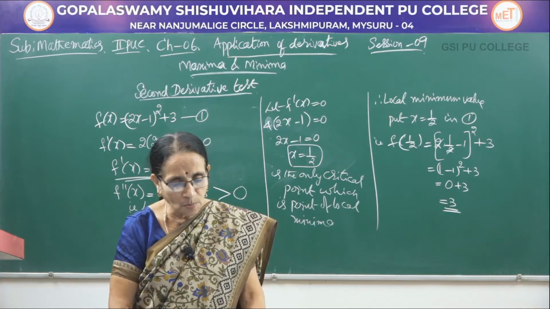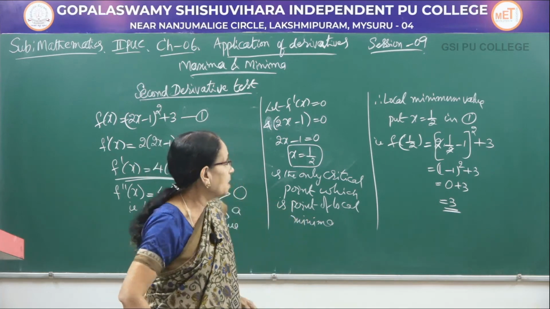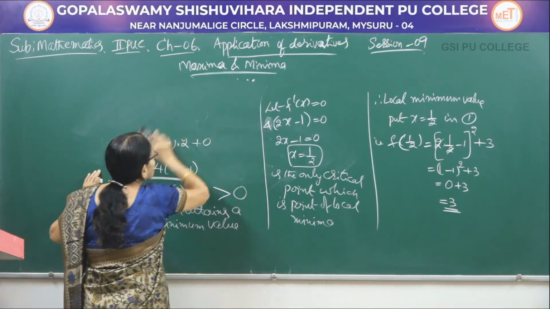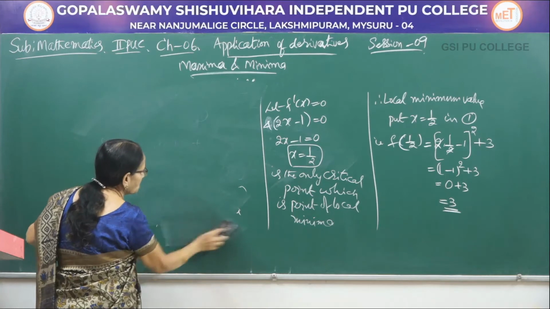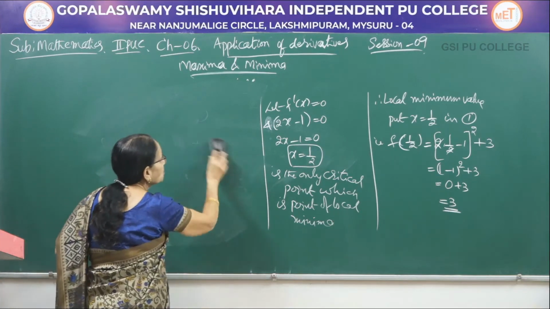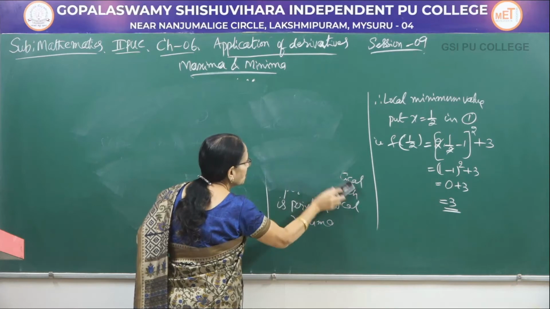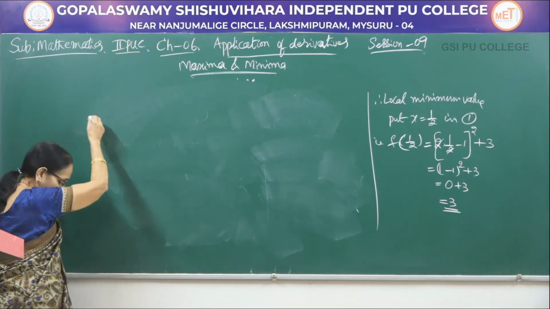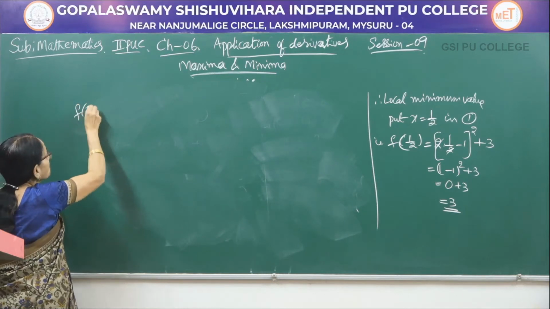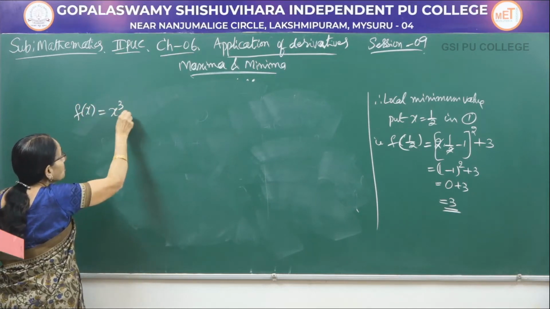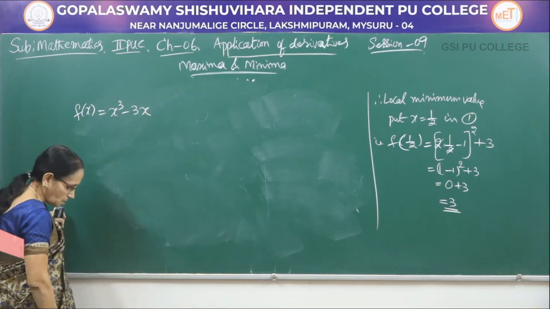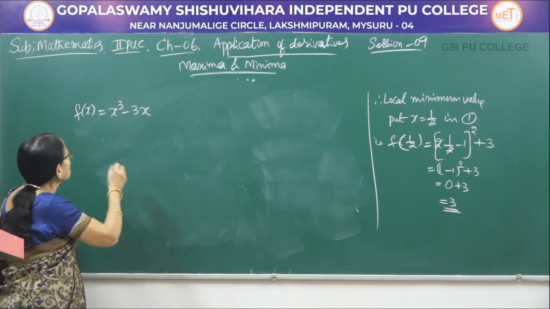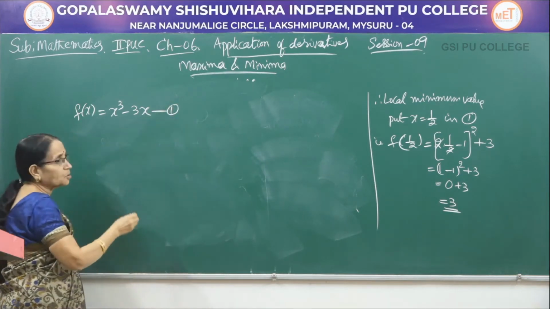In the next problem, I am giving you a polynomial function only, but it is a third degree polynomial function. So naturally, instead of 1 point, you will be getting 2 points here. Now consider the function f of x is equal to x cube minus 3x. Now this is the next function, x cube minus 3x. Now let us say first always take it as 1.